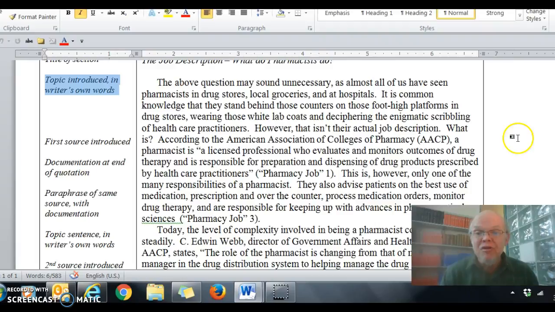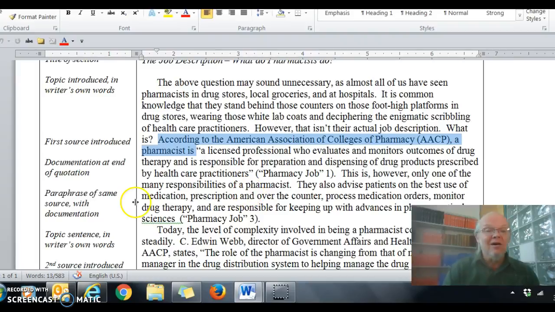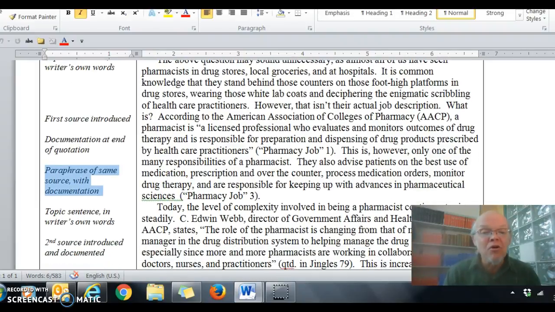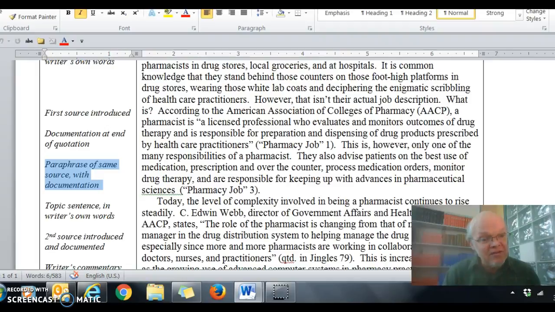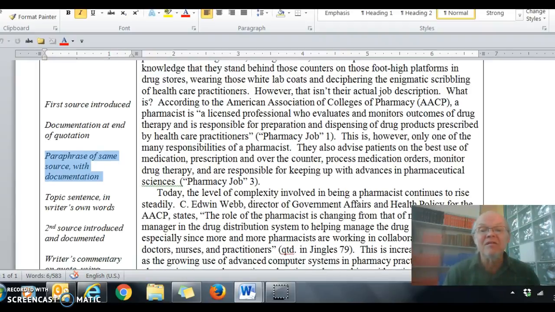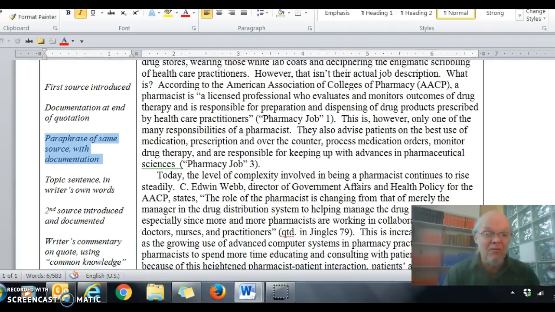And then she introduces a source, just like we were saying up front. She introduces a source there, then she quotes. The documentation is afterwards, okay? She does a little paraphrasing. She does not want to quote too much, so, using the same source, she puts some of the language in her own words. She still needs to document because it's the idea of the source, all right?